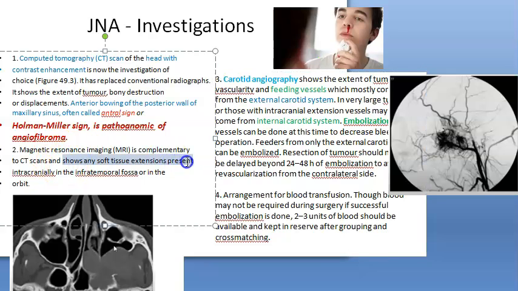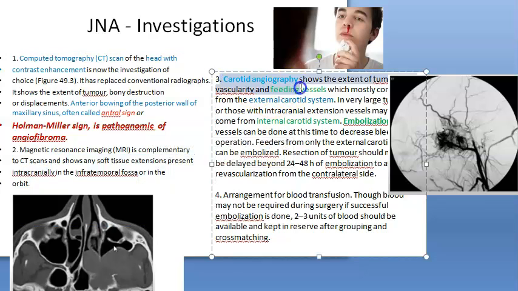MRI shows any soft tissue extensions present intracranially and in the infratemporal fossa. Carotid angiography will show you the feeding vessels, so you can know which vessel you have to embolize so that you can reduce the bleeding during surgery.